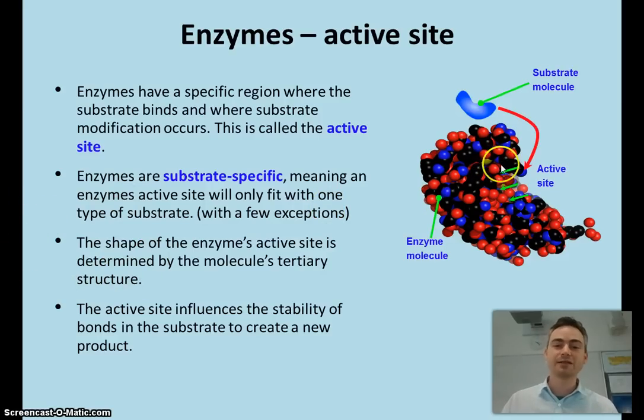And the shape of that active site comes back to the tertiary structure of the enzyme, the protein, the tertiary structure of that protein. So we looked at that when it came to protein structures, levels of structure. Primary, secondary, tertiary is the important one for enzyme shape. That creates a specific active site.